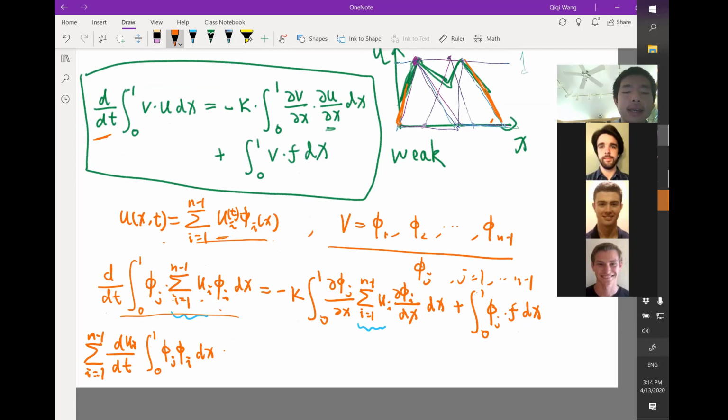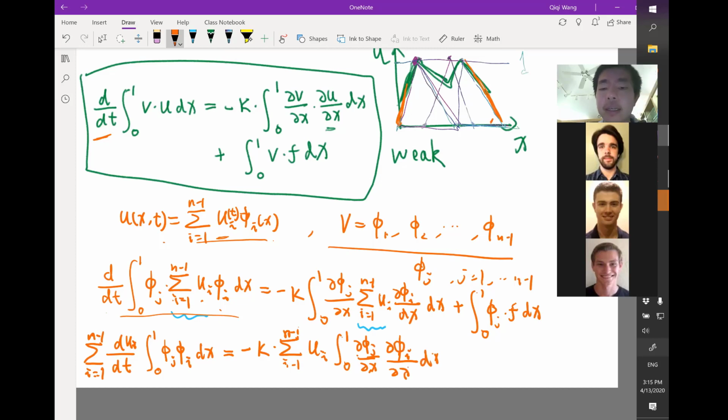My right-hand side is going to be minus kappa times, again, we pull the summation, from i equals 1 to n minus 1 of ui times this integral, d phi j dx, d phi i dx. Okay.